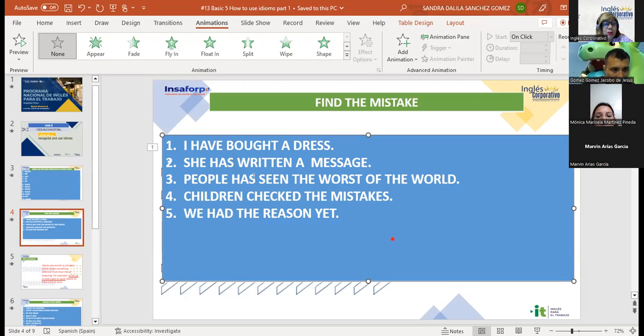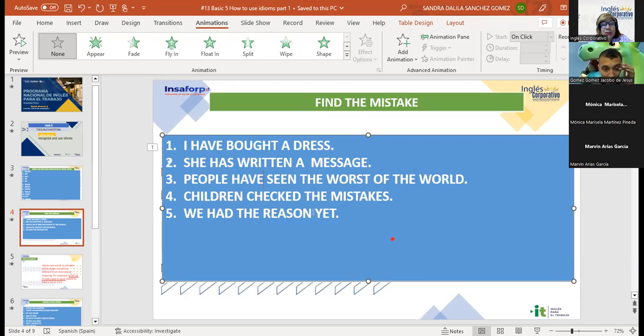Is have, right? People have seen the worst of the world. Remember that people is the plural of person. It's an irregular plural, but it's plural. Okay, number four. Children check the mistakes.